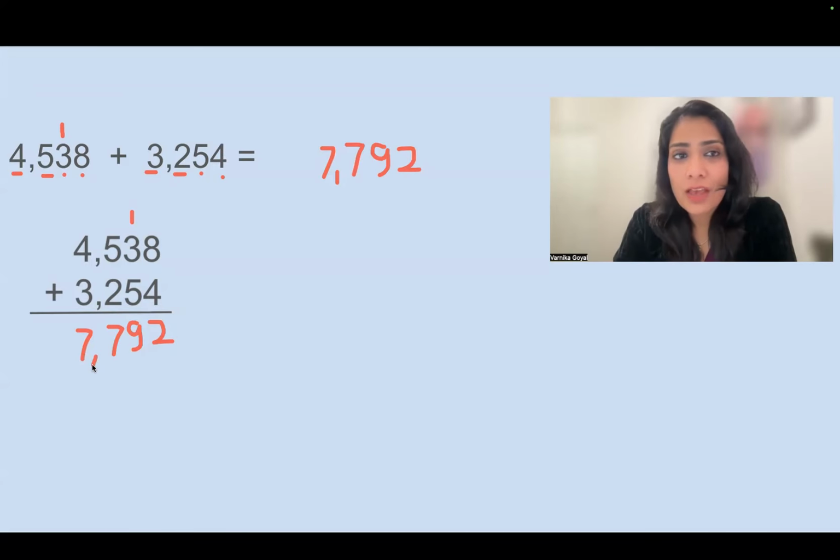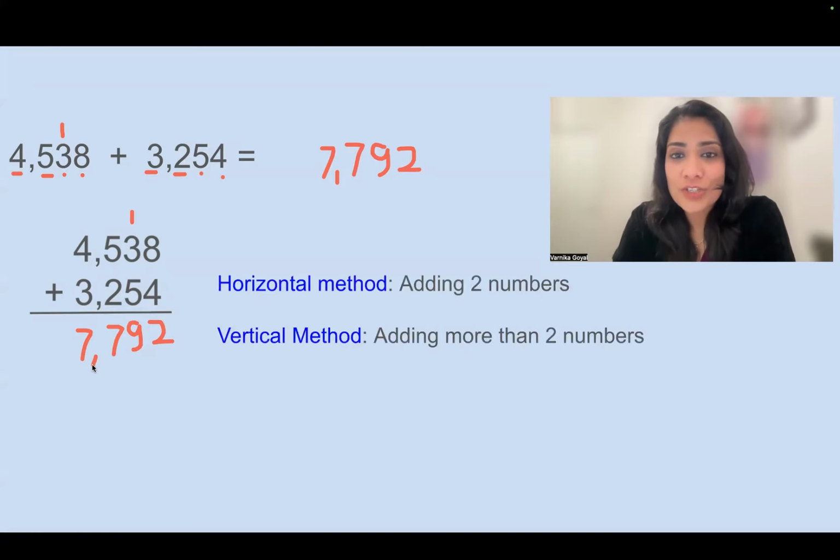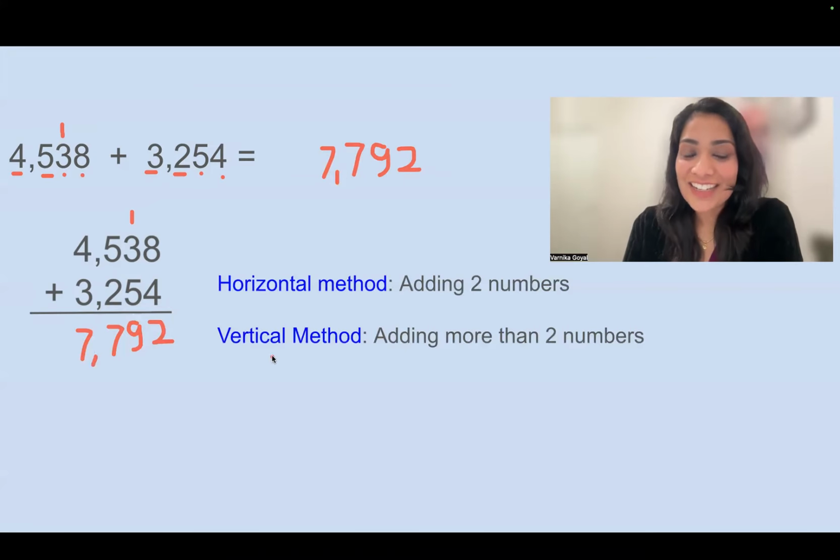The answer is same. But in what case do we use horizontal and what case do we use vertical? Horizontal is a bit faster since we don't have to line them up. But when there are a lot of numbers, just like how Superman did, you line them up. So use the horizontal method for a quick addition and when you don't have to show your work. If you are adding two numbers, I would suggest go for horizontal. But if you have many numbers that you need to add, go for vertical method.